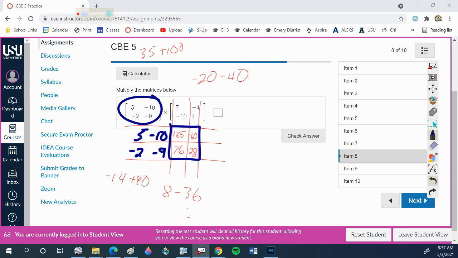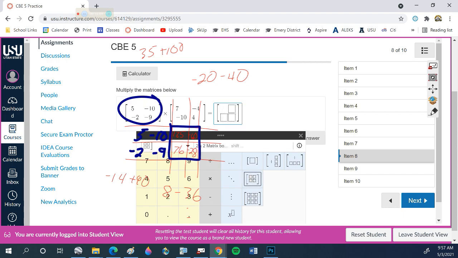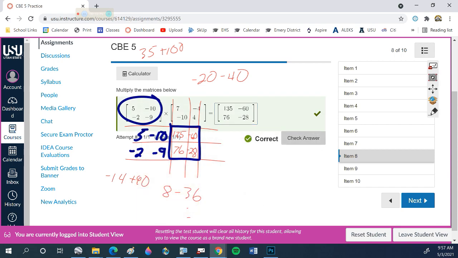Any questions on... Oh, did I mess up? Oh, yeah, of course. Okay, so we need a 2 by 2 matrix. So 135, negative 60, 76, and negative 28. See if I can do my math. Hey, I win!